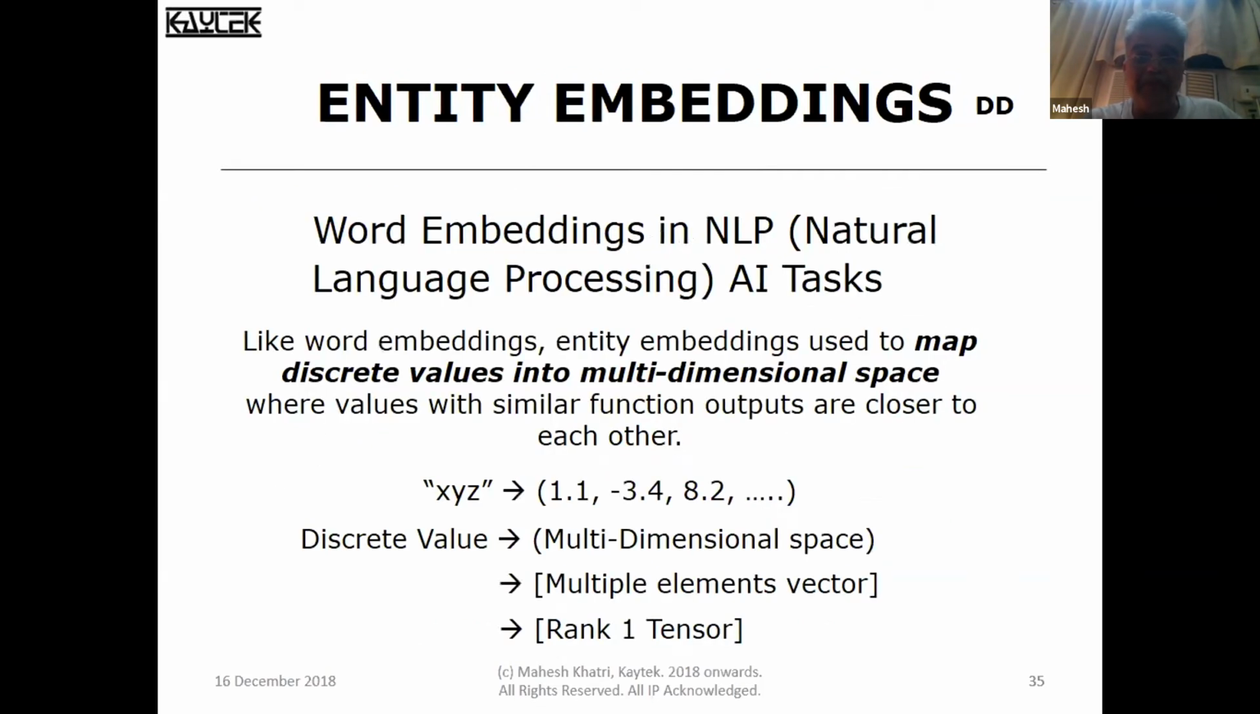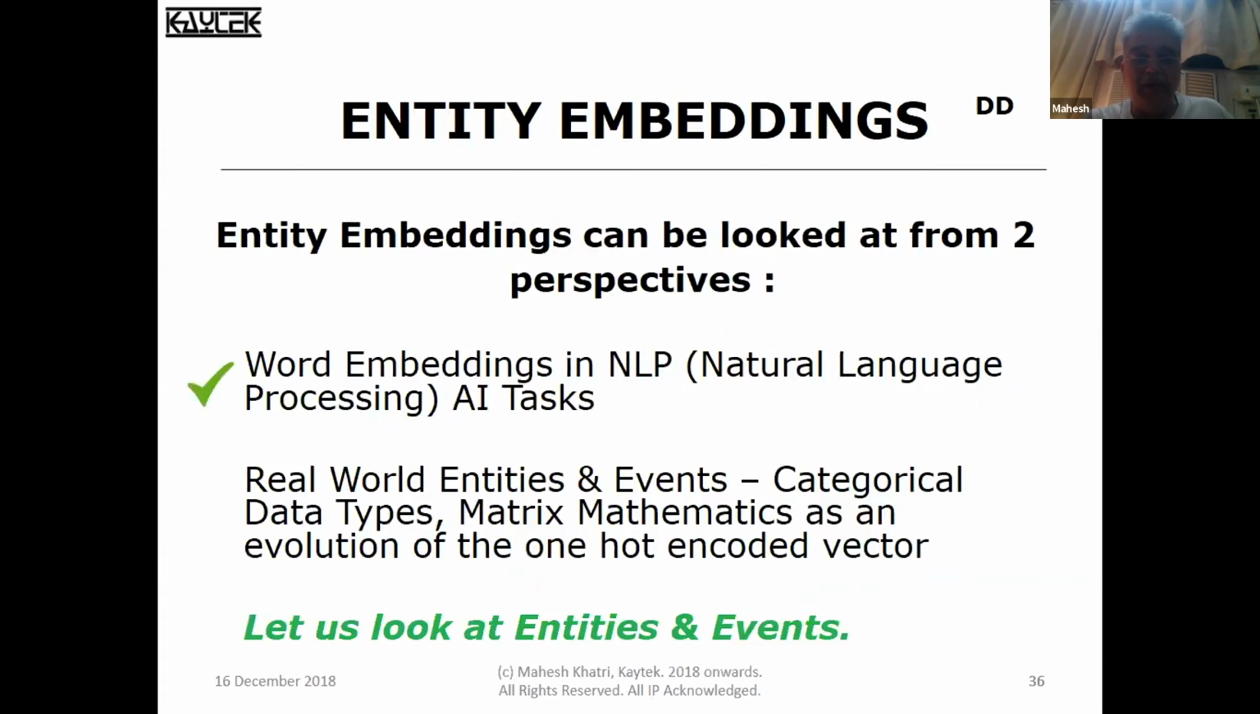So essentially what have we said? We have said that word embeddings lead to mapping of individual word values into multi-dimensional space. Any questions at this stage? Can I go ahead? Yes, please.